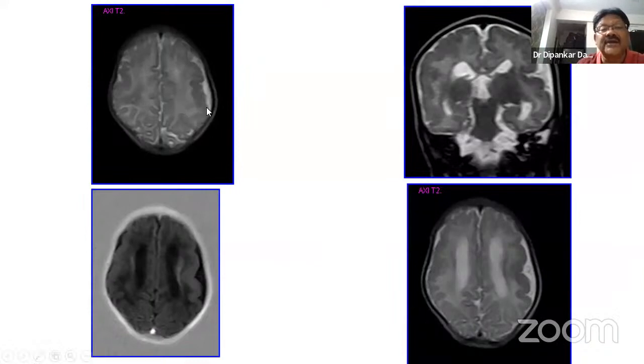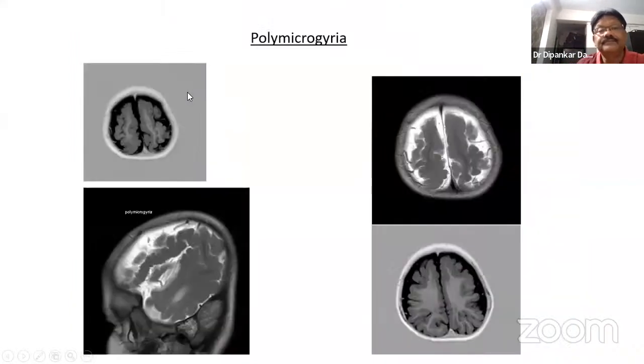Another example of polymicrogyria. If you compare this cortex with the normal cortex on T2 weighted images in case of infants, you will get the answer. On T1 weighted images, it is less well seen below the age of 1 year because the white matter is not myelinated. This is another example of polymicrogyria.